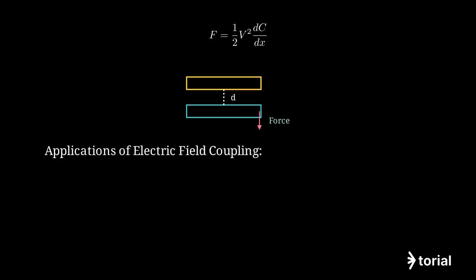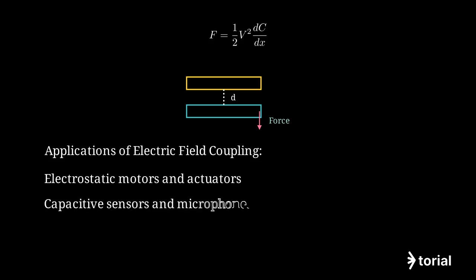Electric field coupling finds applications in various electromechanical devices. It is used in electrostatic motors and precision actuators, where clean operation is required. Capacitive sensors and microphones convert mechanical vibrations into electrical signals using this principle. Micro-electromechanical systems often employ electric field coupling due to their small scale.